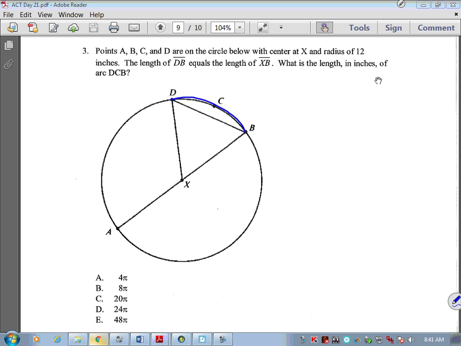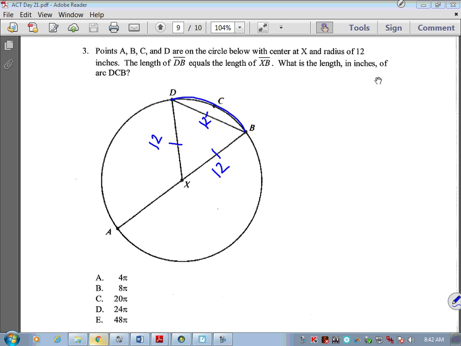Okay, so what we know is that the radius is 12. So I know that's 12, right? DX is also 12 because it's also a radius, and they told me that DB was the same as XB. So I know that all these side lengths equal the same thing. And the reason that's important is because I need to know what the angle of DXB is.